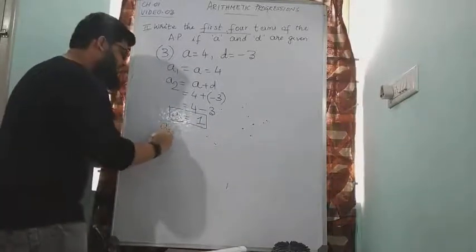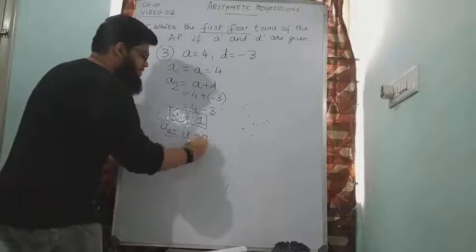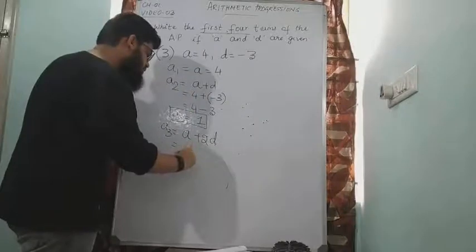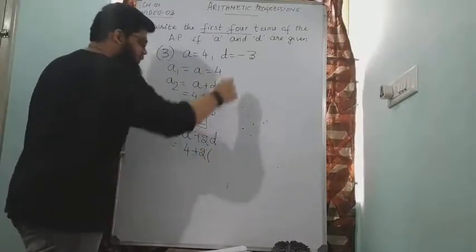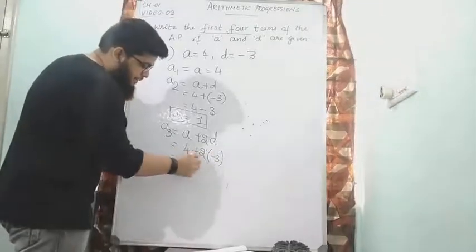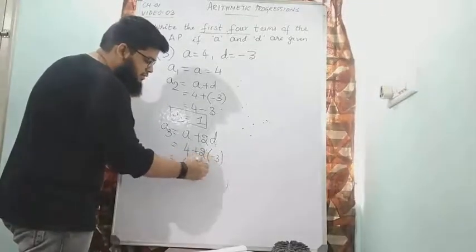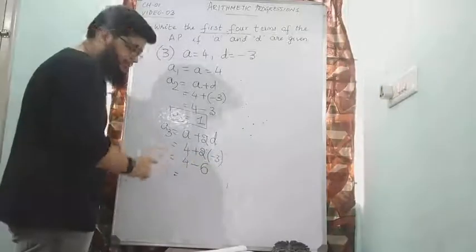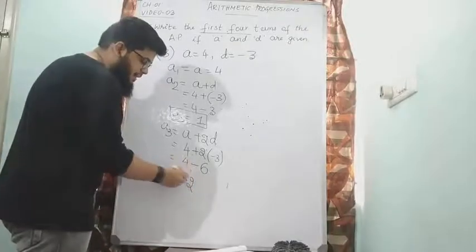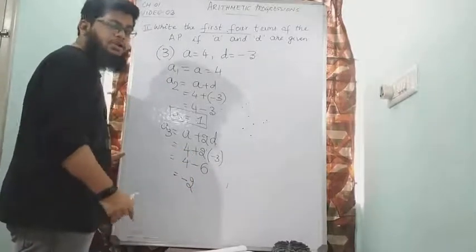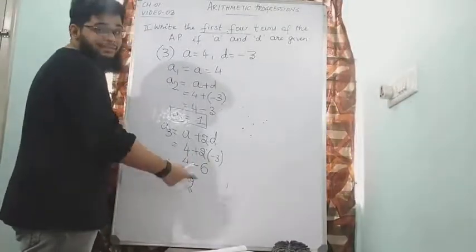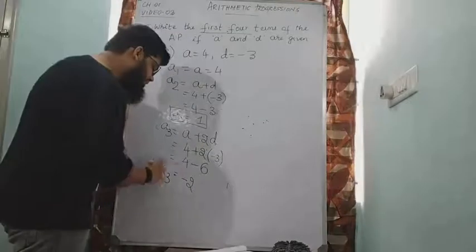Let us now go to A3. A3 is A plus 2D according to the general form. The value of A is 4 plus 2 into the value of D is -3. 4, first multiply the sign, plus into minus is minus, 2 3s are 6. Now let us subtract, right? 6 minus 4 is 2, but 6 is a bigger number which has negative sign, so the answer is going to be minus 2. That means whenever we subtract a bigger number from a smaller number, the answer is going to be a negative integer. So the value of A3 is minus 2.